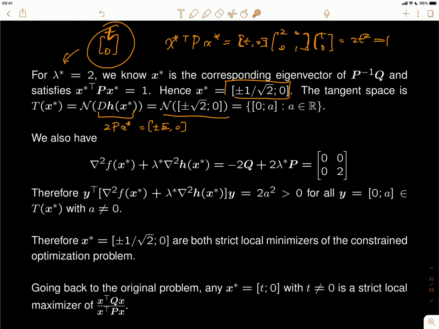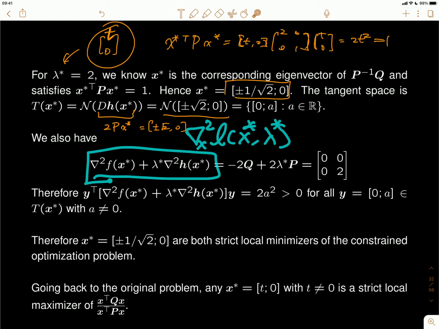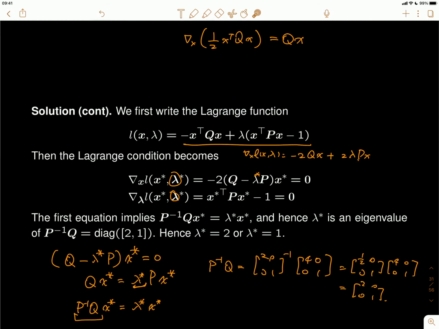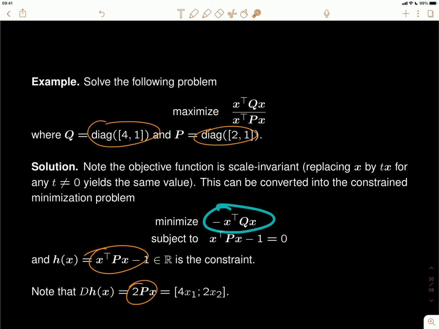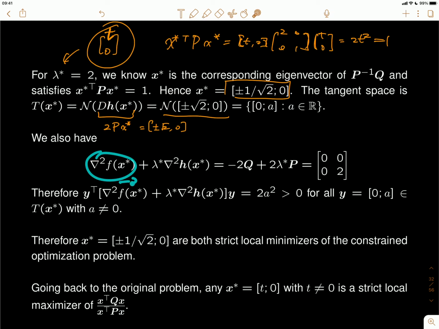To check that, remember that we need to check the Hessian, as we said before. We have the Lagrangian L of x, lambda, and then we take the Hessian with respect to x. So it is just like that. The Hessian of f, this is the f, is just negative 2Q. The Hessian of this is negative 2Q, and the Hessian of this constraint term is positive 2P. So this is negative 2Q, this is 2P, and we have lambda star. We combine them together because lambda star right now is equal to 2. So I will get this.